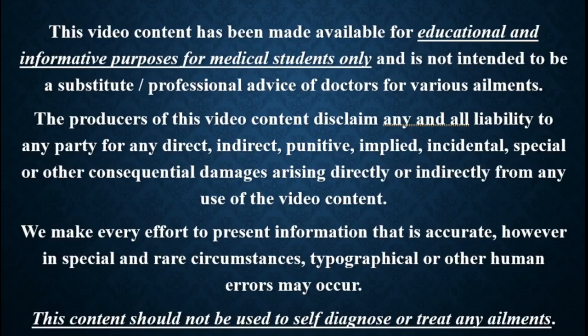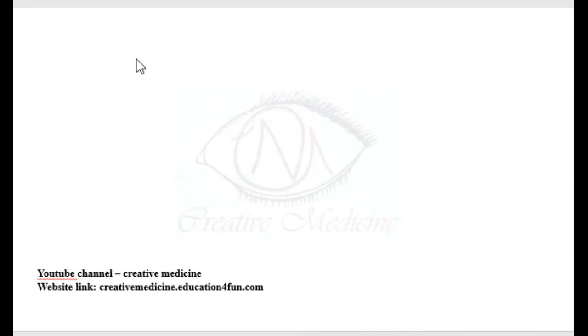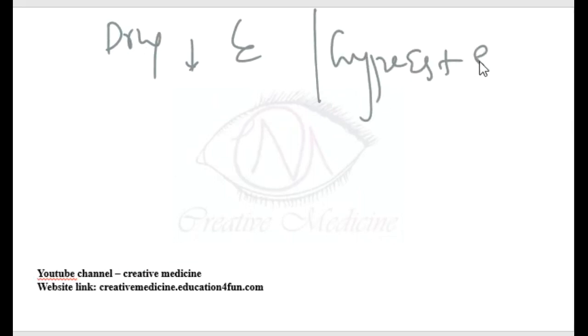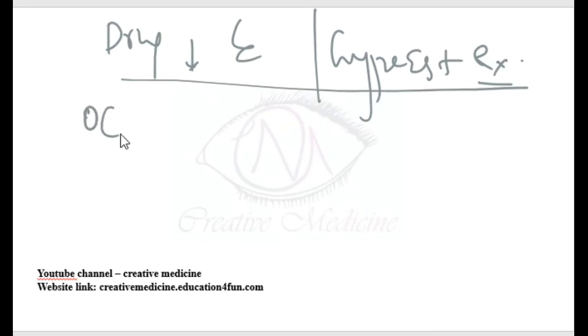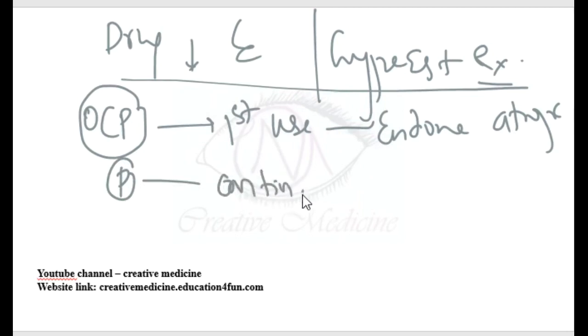In this lecture, we will learn about drugs which decrease the estrogen for management of hyperestrogenic conditions. These include oral contraceptive pills, which cause endometrial atrophy on continuous use. Oral contraceptive pills are the first line drugs. Progesterones are given continuously. When given continuously, they decrease estrogen and thus they can be used in hyperestrogenic state.